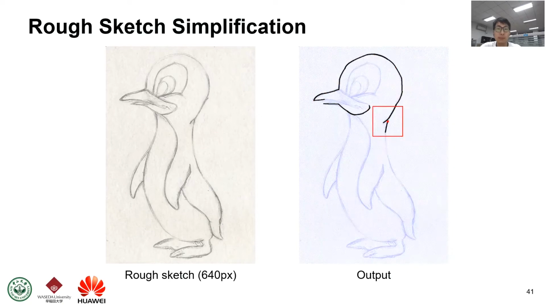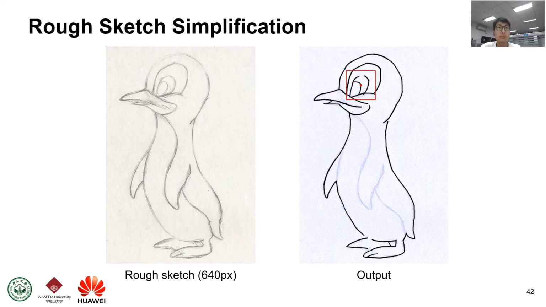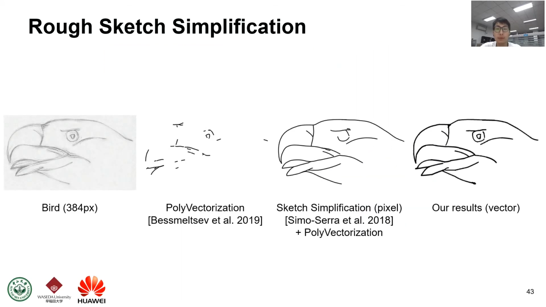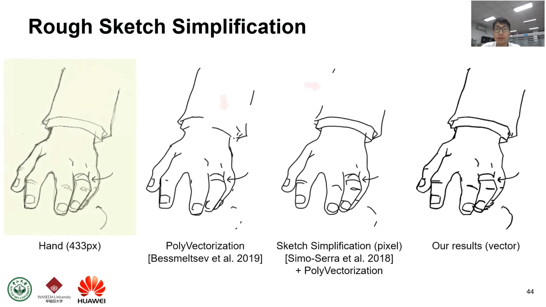Our approach can also be applied to rough sketch simplification task. We compare with some baseline methods. We can see that polyvectorization tends to have low completion when the strokes are lightly drawn. Sketch simplification from SIGGRAPH 2018 is a representative method, but it generates clean line drawings in raster format only. After converting to vector image with polyvectorization, there also exist artifacts. This is another example. We can also see the artifacts of missing strokes in the two baseline methods.